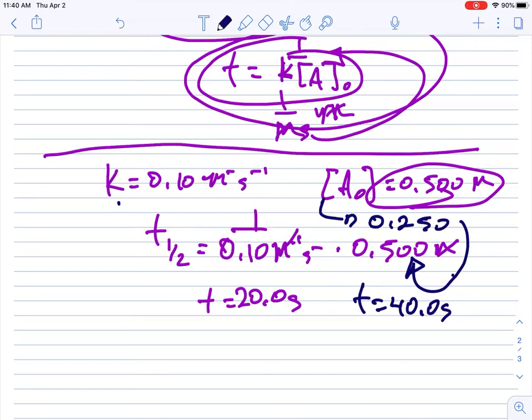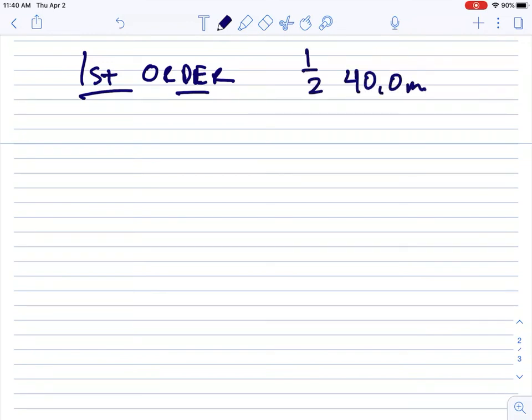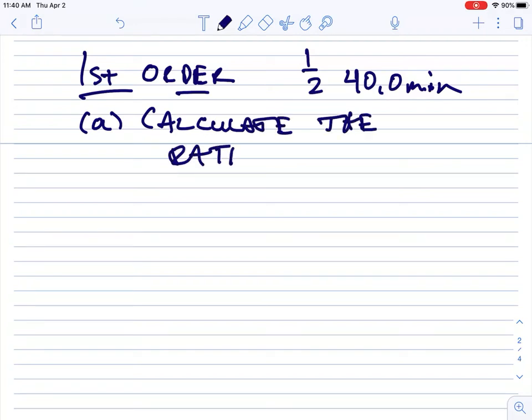All right. So how you can use this. Let's say that we have a first order reaction. Okay, this is going to be important. It's a first order reaction, and the half-life is going to be 40 minutes. So whatever concentration I have, it's going to take 40 minutes for that concentration to become half of that. So I want to do a couple of things. I want to calculate the rate constant.